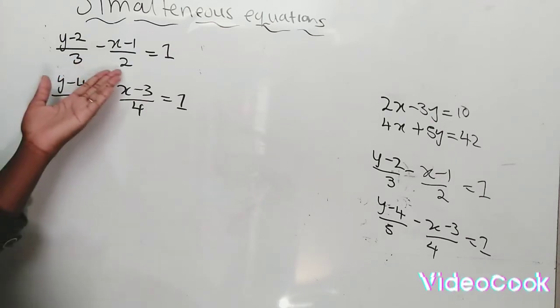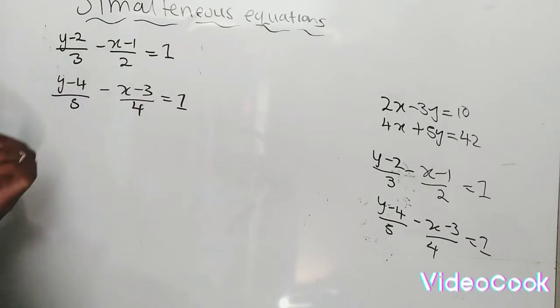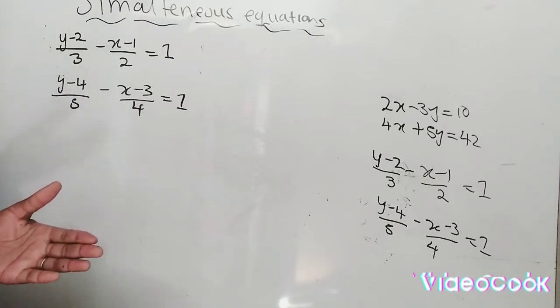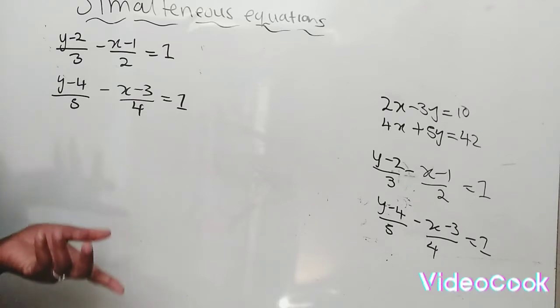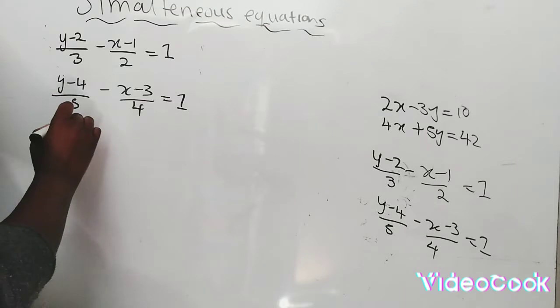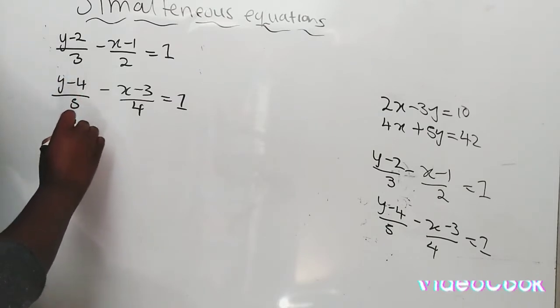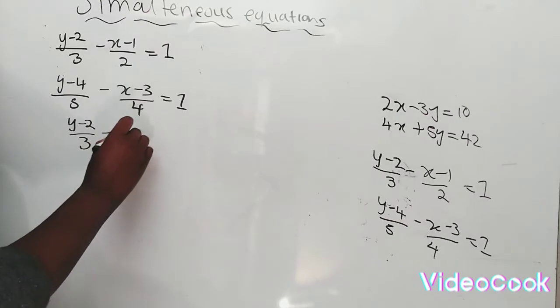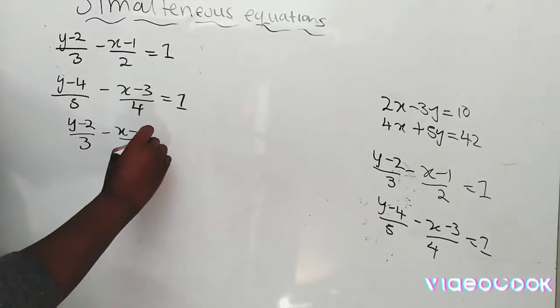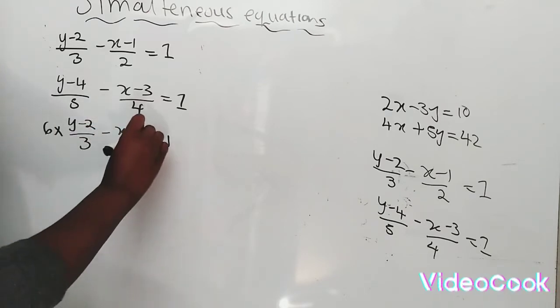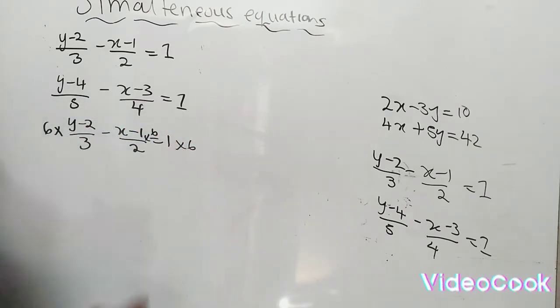In this case, the lowest common multiple between a 3 and a 2 on my first equation is just a 6. I can multiply my whole equation by a 6. The second one, I can multiply it by a 20, right? So let's do that. On our first equation, we have (y minus 2) over 3 minus (x minus 1) over 2 is equal to 1. Let's multiply each and everything by a 6, right? Each term is going to be multiplied by a 6.